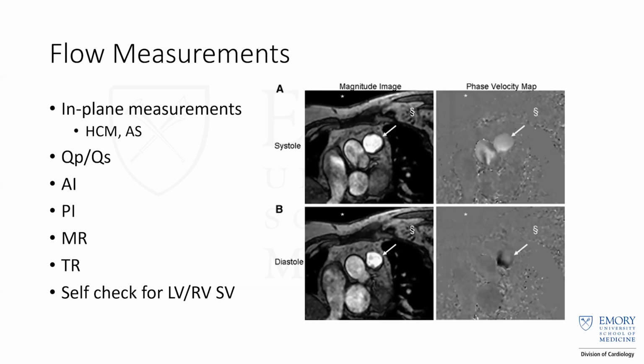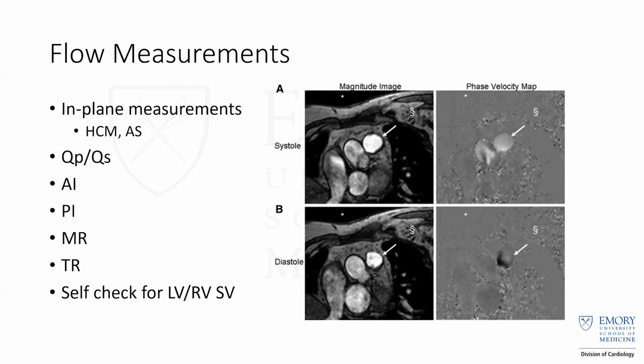This is how we calculate the regurgitant fraction for each of those lesions, using these flow measurements. And then it's also a helpful self-check for when you calculate your left ventricular and right ventricular stroke volume, which I'll show you how to do on the short axis slices a little bit later.